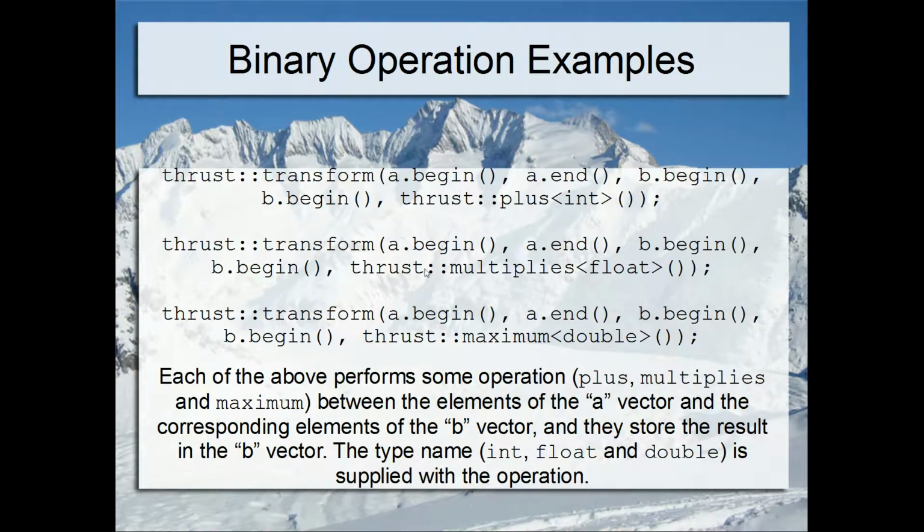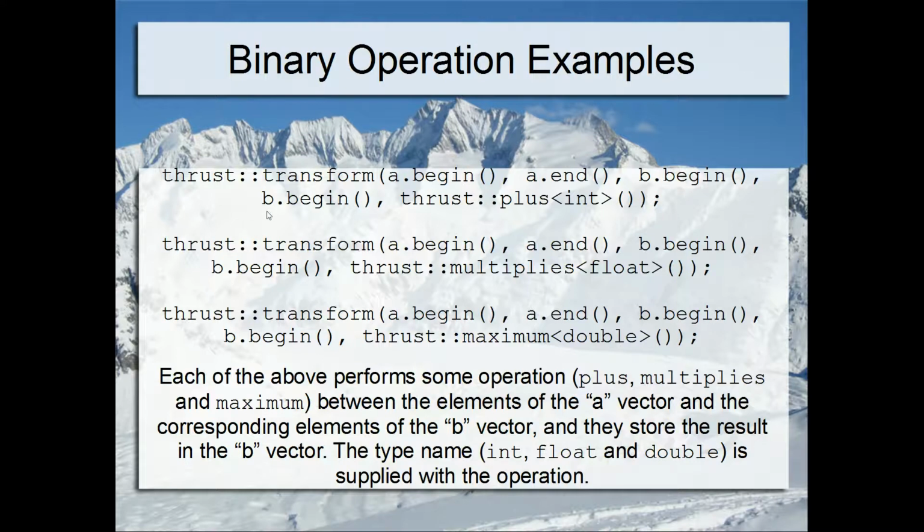Okay, so just a few little examples of the exact syntax for these binary operations, just before we get onto the challenges. Here's an example of plus. a.begin, a.end is going to be the range and the first elements of the plus. And b.begin is the start of the corresponding items that we're going to add to the a vector. And then you supply your output, so b.begin again. I'm just going to override b, but the operation will add all of the corresponding elements from a to the elements in b and store the result in b.